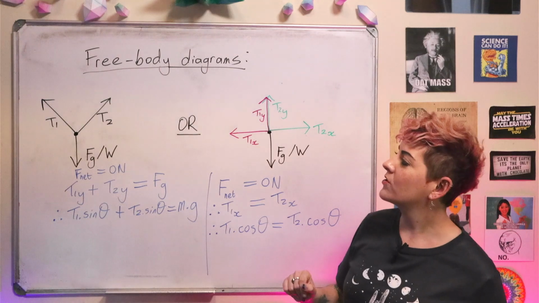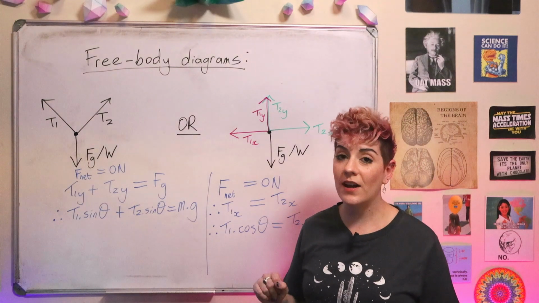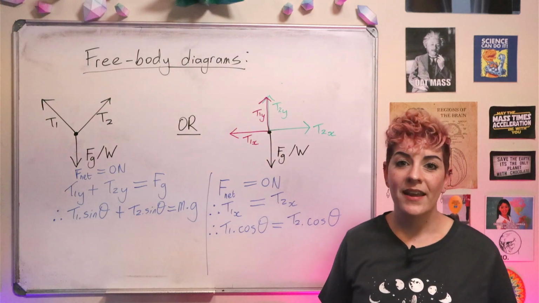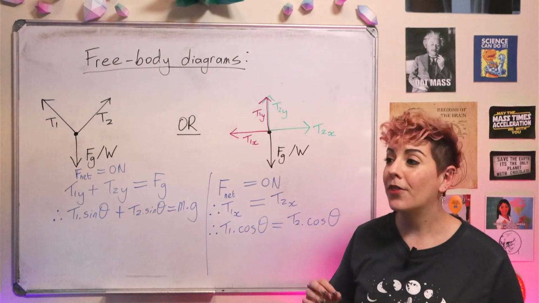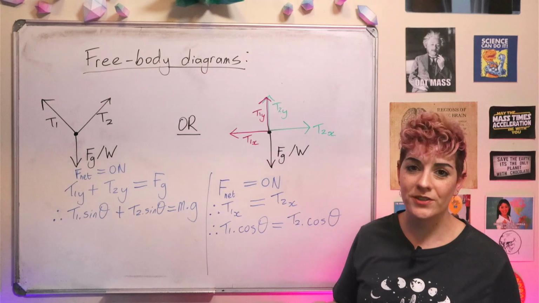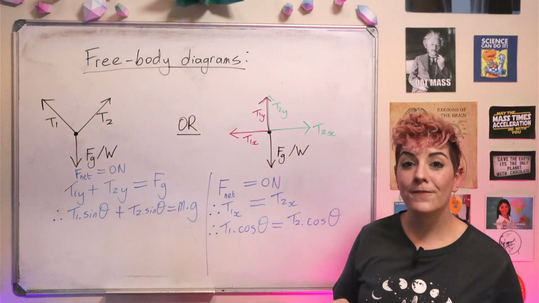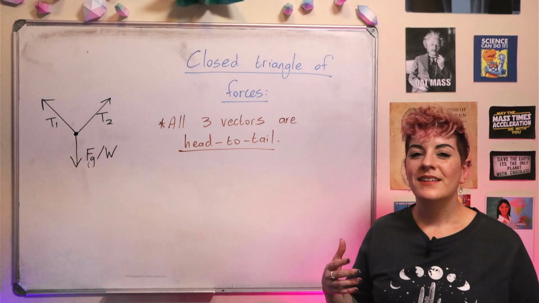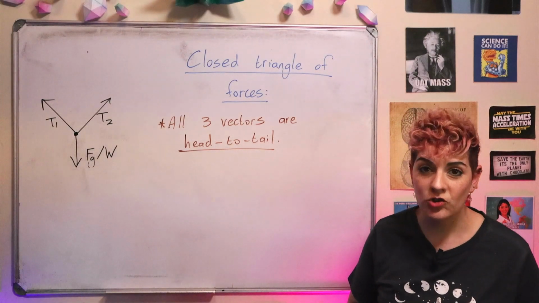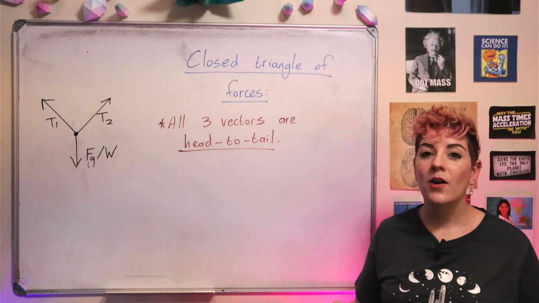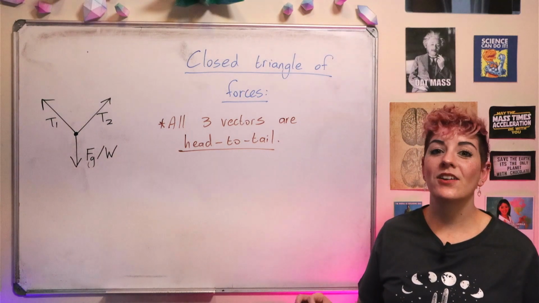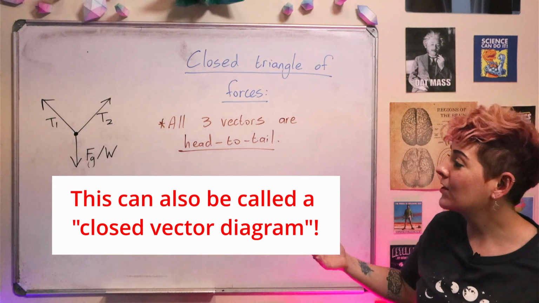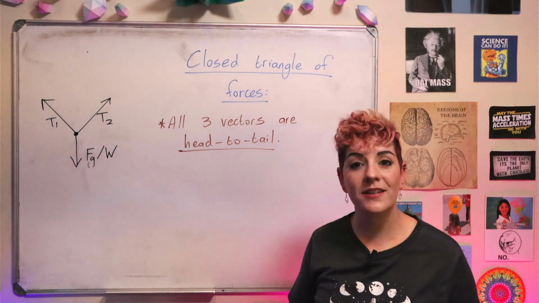Next, let's move on to another type of force diagram that can be drawn for 3 forces in equilibrium. This diagram is typically called the closed triangle of forces. Let's see what that would look like for this example. Now, sometimes in an equilibrium question, they will ask you to draw what they call a closed triangle of forces.